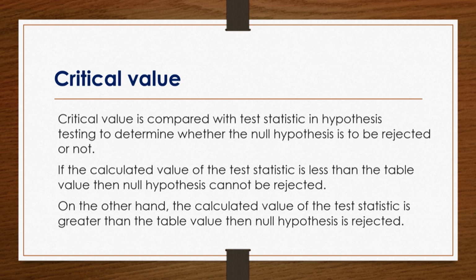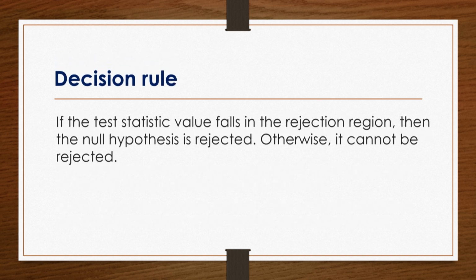Here, if the calculated value of the test statistic is less than the table value, then the null hypothesis cannot be rejected. On the other hand, if the calculated value of the test statistic is greater than the table value, then the null hypothesis is rejected. Decision rule. If the test statistic value falls in the rejection region, then the null hypothesis is to be rejected. Otherwise, it cannot be rejected, it should be accepted.